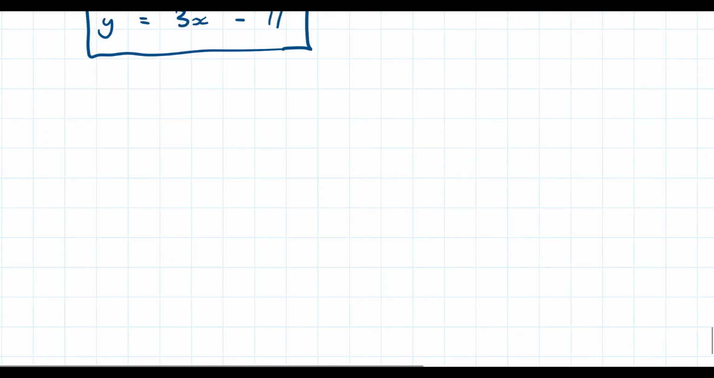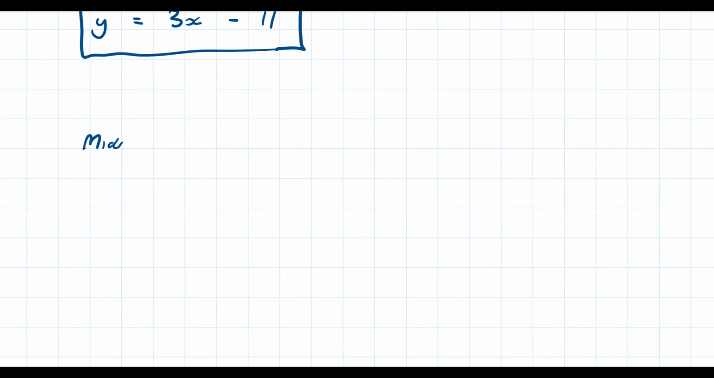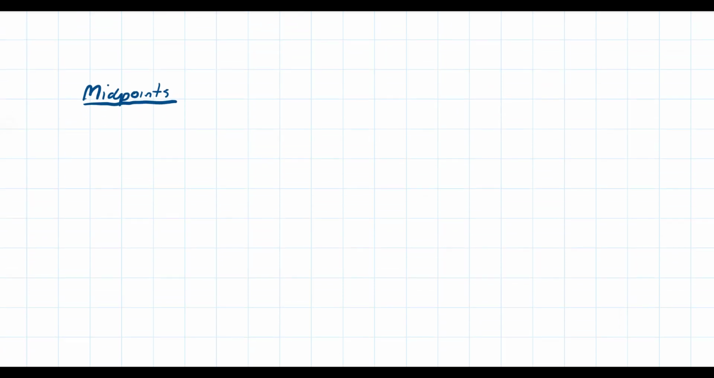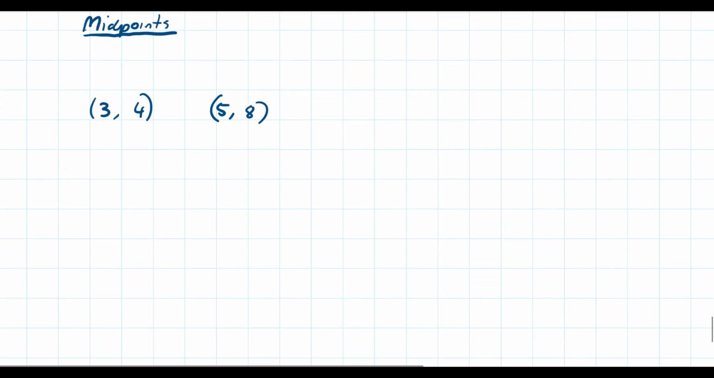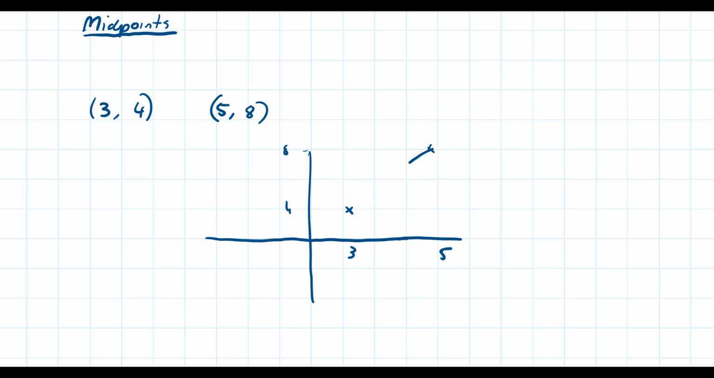Right, we will now talk about midpoints. You often are asked to find the midpoint of a line. So imagine a line passes through these two points, (3, 4) and (5, 8), and you have to find the midpoint of the line. Let's imagine that (3, 4) is around here and (5, 8) is over here somewhere. You are being asked to find the midpoint, so exactly the point that's in the middle of those two.